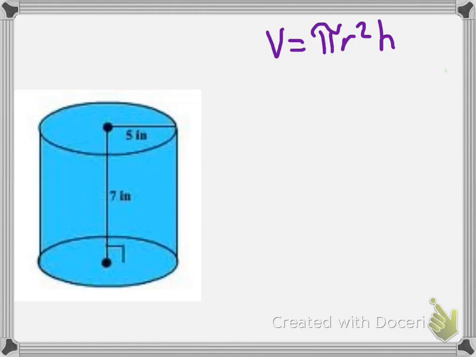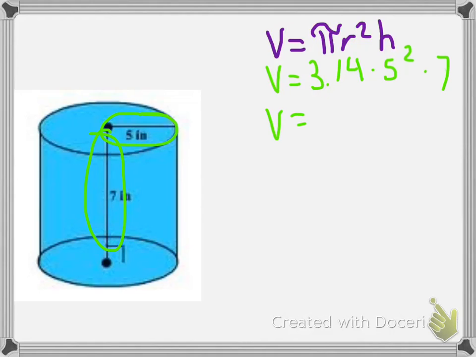Okay, Arthur is back with another volume problem. This is a guided volume problem with a cylinder. We have the formula written down for us. Now we plug in the radius, which is 5, the height, which is 7, and an approximation for pi, which is 3.14, into the formula. So 3.14 times 5 squared times 7.